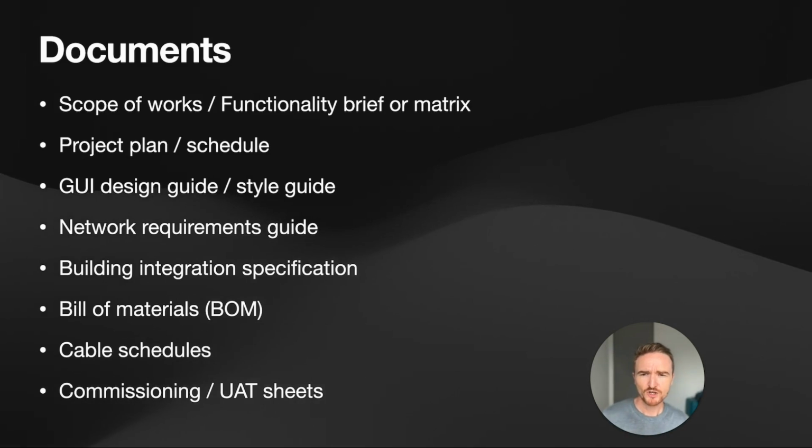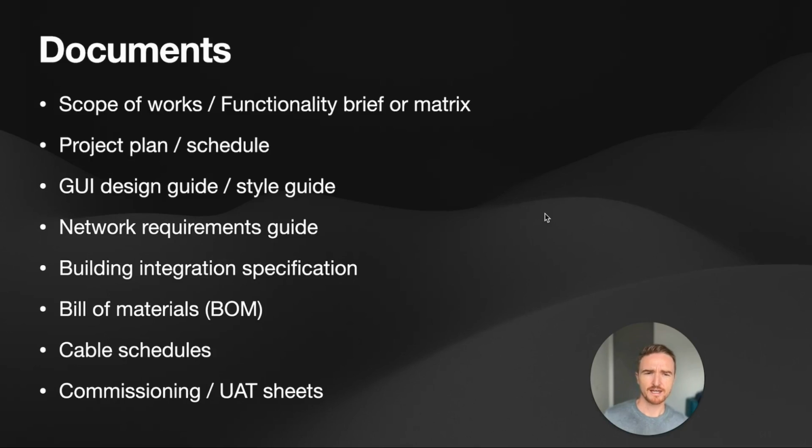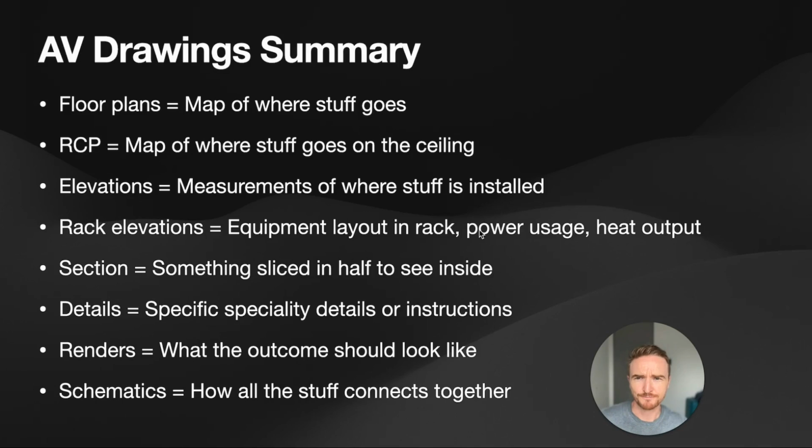Finally, commissioning and UAT, which is user acceptance testing, is a sheet that is used once the system has been deployed and commissioned, to go through and tick off that every room is functioning correctly and doing what it's supposed to do. The UAT sheets are usually informed by the scope of works or the functionality matrix that the client has agreed on. This is what we need to be delivering. And that's a snapshot. There's a lot of variations, and some of these things will have different names, but that's a lot of the documents that you'll usually come across in a large commercial AV project.